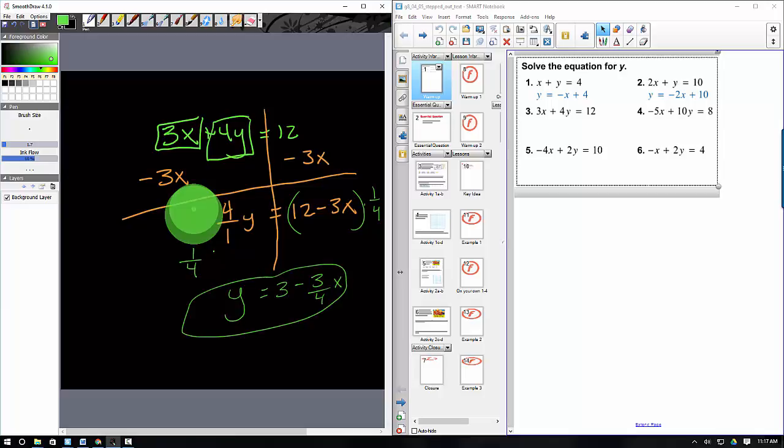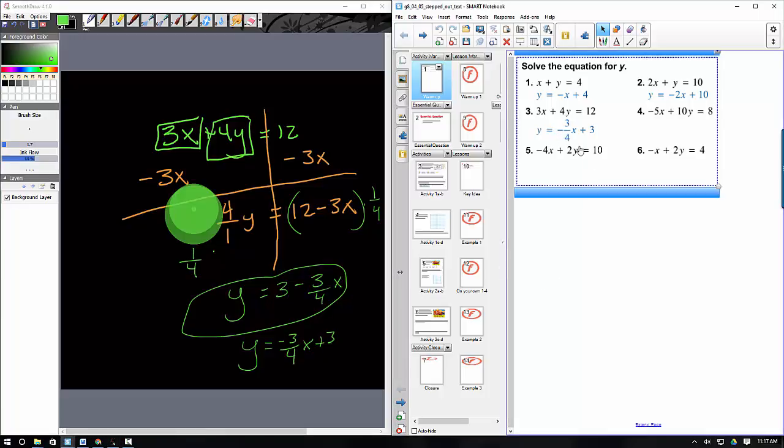So I can write this two ways. I can write it as y equals 3 minus 3/4 x, or y equals negative 3/4 x plus 3. They mean exactly the same thing. I go through here, and here I go. So this is the exact same answer. We're going to do similar things to 4, 5, and 6. So I'd like you to pause the video and try to do that. Alright, so now that you've done that, here we go. And those are the answers.